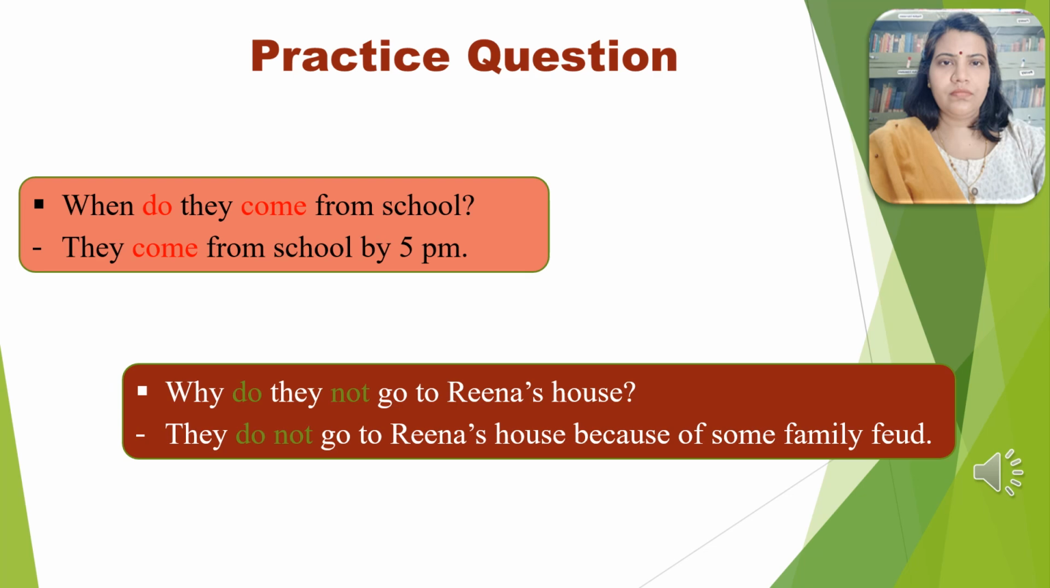The next question is, why do they not go to Reena's house? The question is in negative form. Again, do is the auxiliary verb, they is the subject, and go is the main verb. So we have to use do here because in a negative answer we need auxiliary verbs. So the answer will be, they do not go to Reena's house because of some family feud.